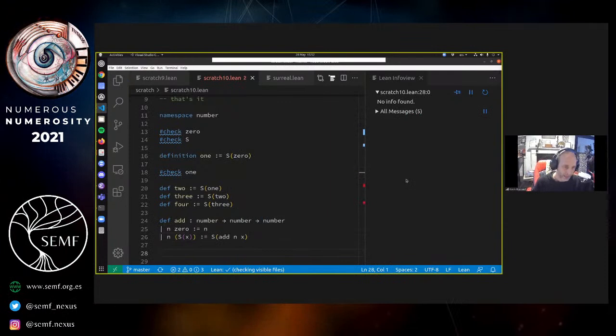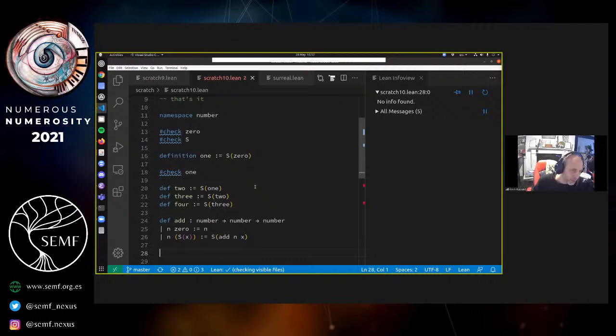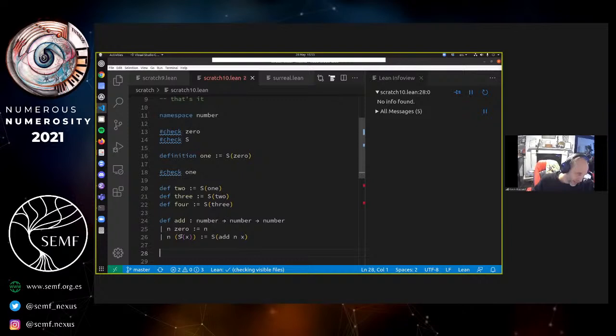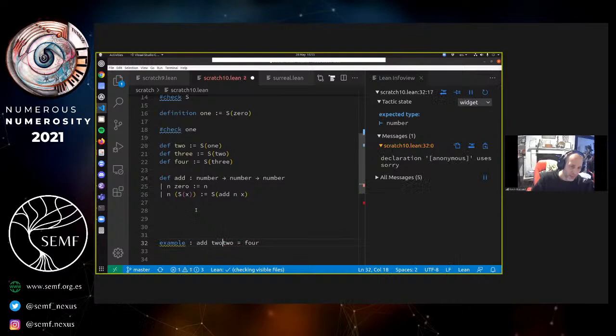So there's my definition of add. The fact that this has worked means that Lean must somehow secretly know that to define addition on all numbers, all we have to do is say what n add zero is and say what n add the number after x is. So there's our definition of addition. This still hasn't worked because we didn't define plus. Now we could put add 2, 2 is 4. There, you see, now Lean is happier. Lean's happier with this idea now.